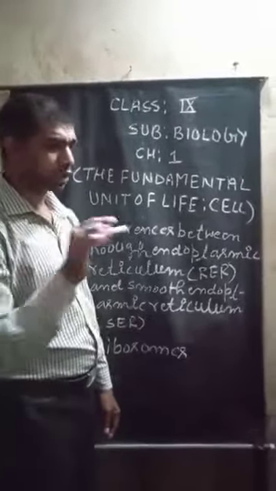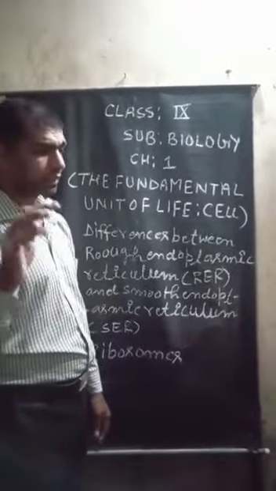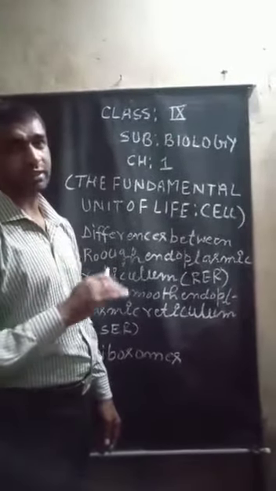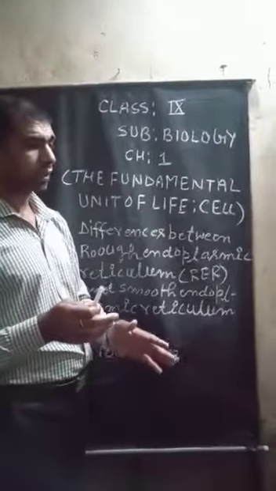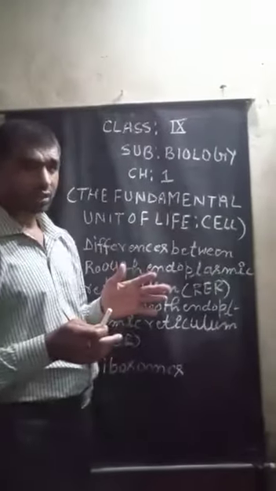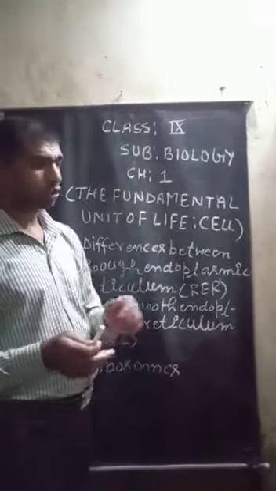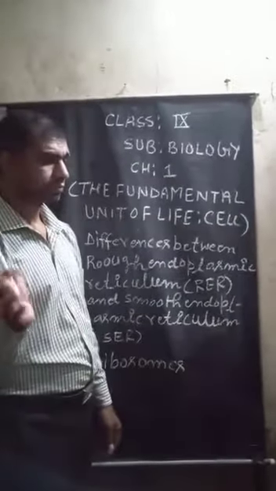But smooth endoplasmic reticulum is well developed in cells specialized to synthesize lipid and steroid. That means in rough endoplasmic reticulum, proteins are manufactured, but in smooth endoplasmic reticulum, lipid and steroid are manufactured.